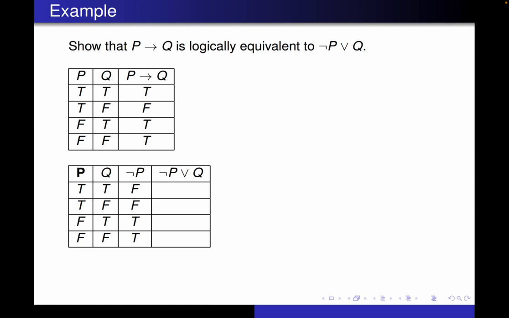And then for not P or Q, we look in those two columns right next to it. That is going to be true when at least one of those is true. So that means it's only going to be false in that second row where both statements are false. So we get false in the second row, true everywhere else. And notice that the true and false values match up perfectly between those two statements, which means they are logically equivalent.